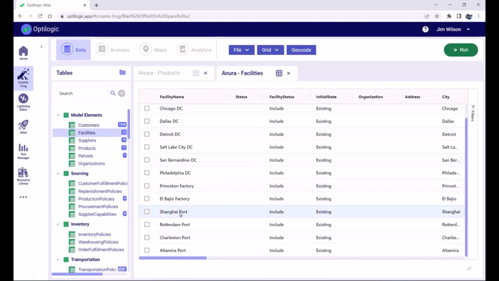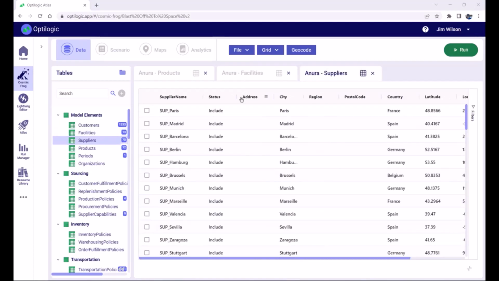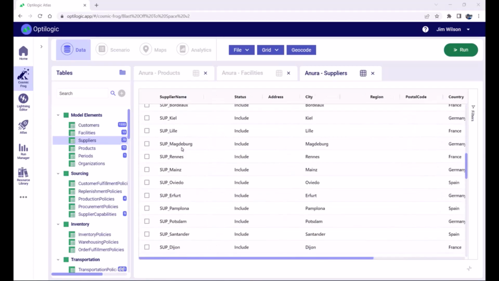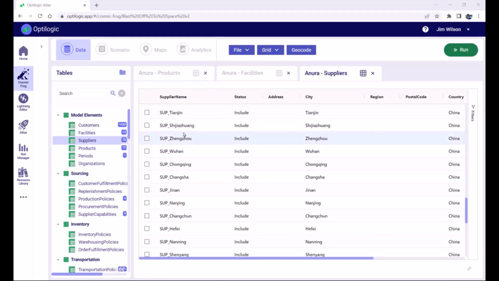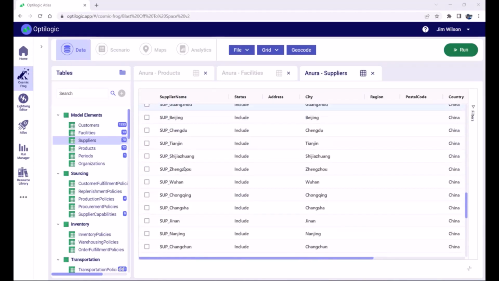So we have facilities that represent ports, and we have exit ports from those continents in Shanghai in China, and Rotterdam in Europe. And then those products are coming in by boat to Charleston in North America and Altamira in Mexico. And then finally, we also have suppliers. So this is where the raw materials are coming in. We have suppliers in Europe. We have quite a few of them. We can see Paris, Madrid, Barcelona. And then we also have suppliers in Chengdu, Beijing, Guangzhou, across China. So suppliers in both of those different regions.